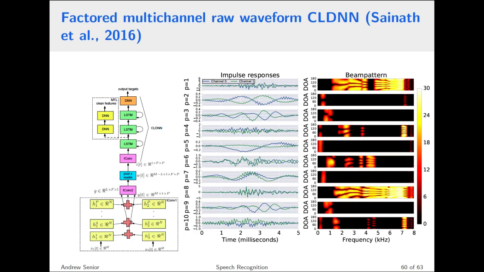And some of the things that you can look at with the filters: these are the impulse responses of some of the learned filters. And you can look at the beam pattern of these paired filters, when you're looking at how they behave when you've got a joint filter looking at 2 different microphones. You can look at the angle of arrival, in this case, relative to the microphones, and the frequency, and see the frequency response at each of these angles of arrival.